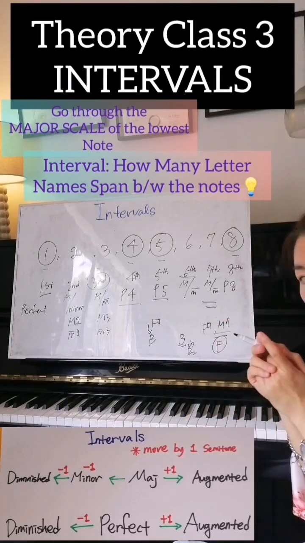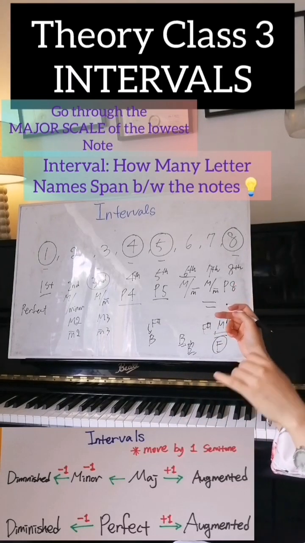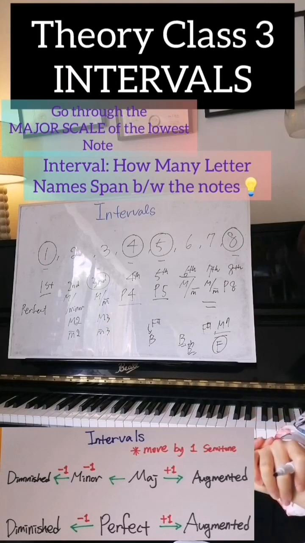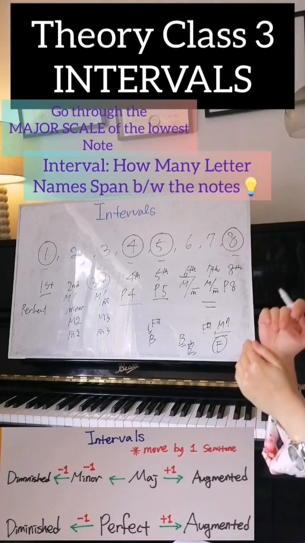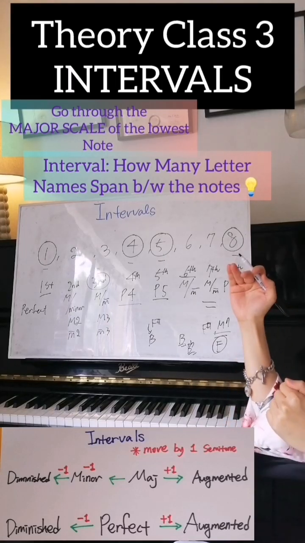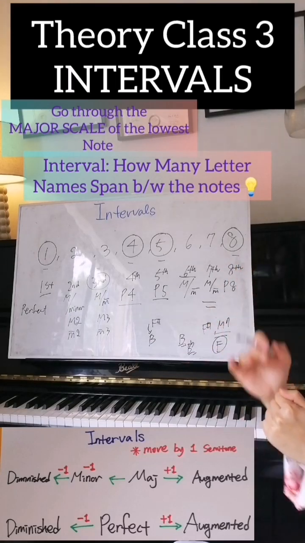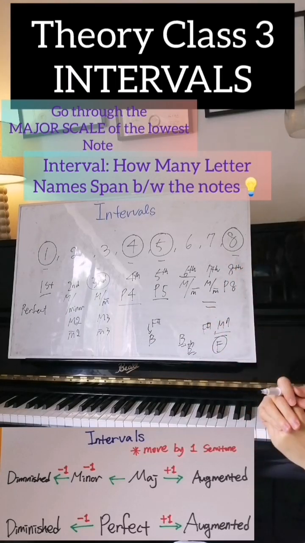All you need to do is go through the major scale of the lowest note. That's what you do. And then for minor, you simply need to lower the major by one semitone. That's how you do it.